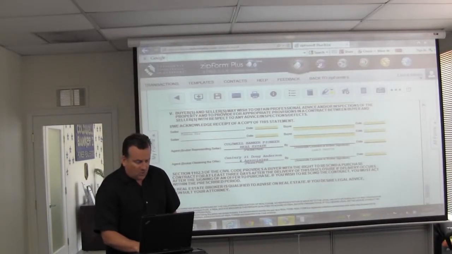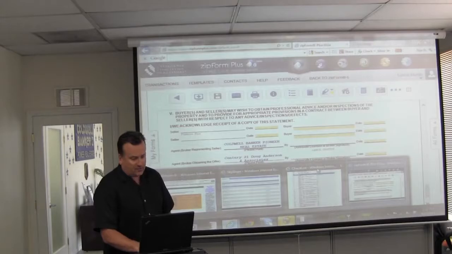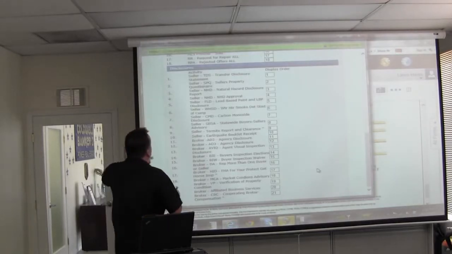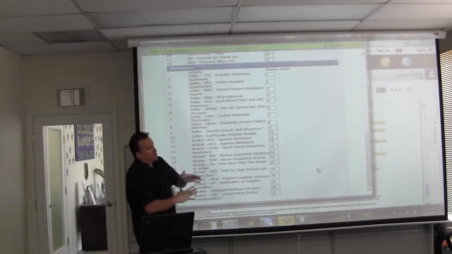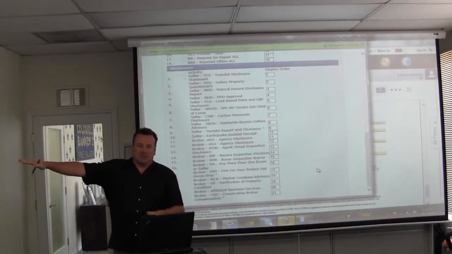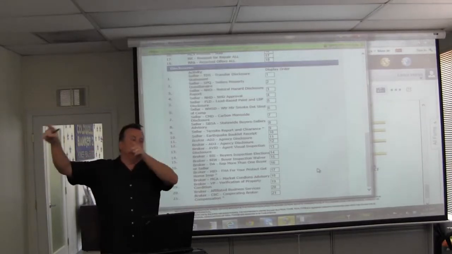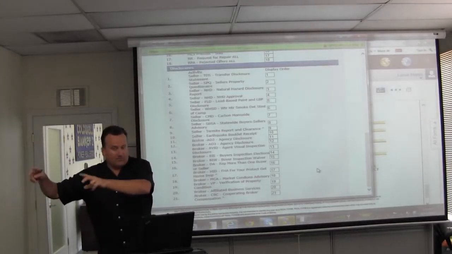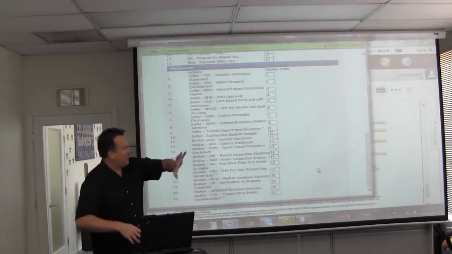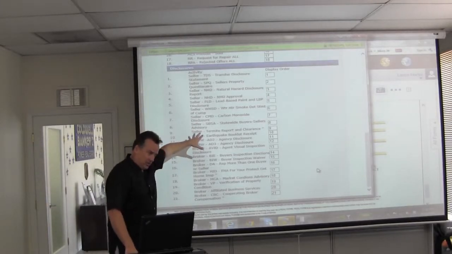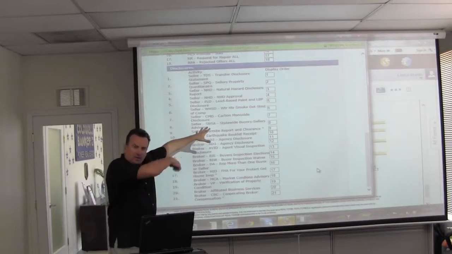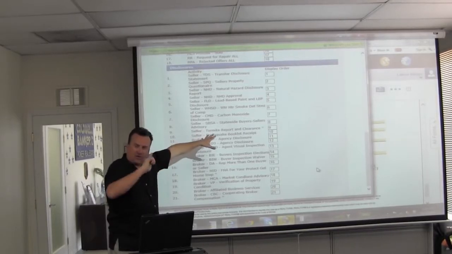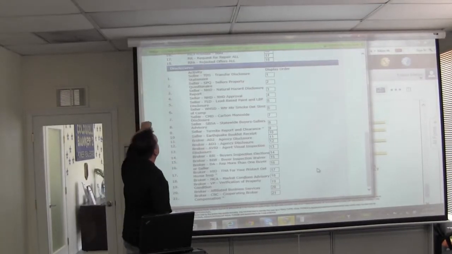Now, don't think we're done with the transfer disclosure statement because so many of these other forms are really just an offshoot of the transfer disclosure statement. So if we find something on another form that we have disclosed and we somehow have left that off the transfer disclosure statement, we got to go put that back on the TDS. We forgot about that. So let's go to our next one.